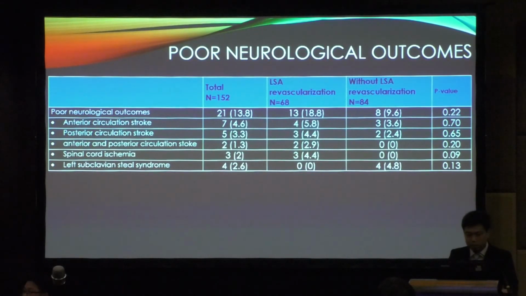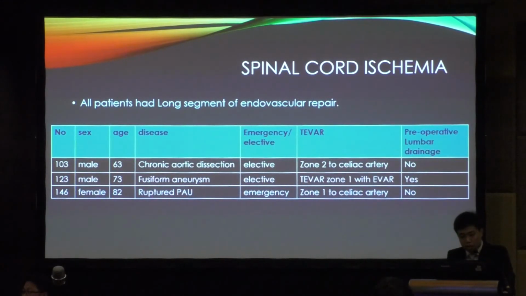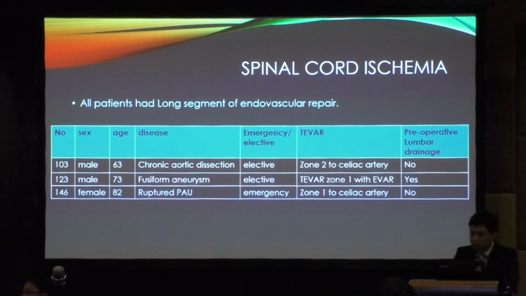What is more apparent is the spinal cord ischemia and left subclavian steal syndrome. For the spinal cord ischemia, we found 3 cases, which were all in the left subclavian artery bypass group, which quite surprised us, but we will discuss this in the next slide. And we found left subclavian artery steal syndrome in 4 patients in the group without left subclavian artery revascularization, which was expected. The patients that had postoperative spinal cord ischemia had a long segment of endovascular repair, as you can see in this table.